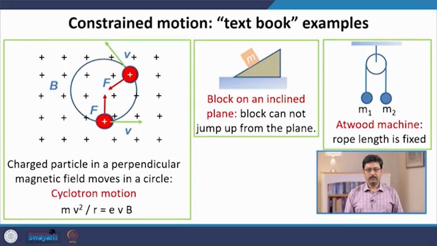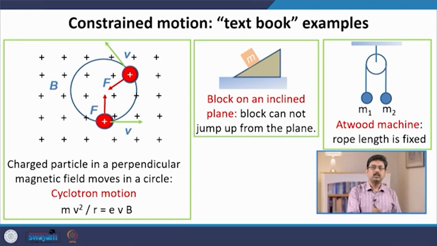Now, I just wanted to remind you that constrained motion is nothing very unusual. We took an example from real life, but these are also familiar to you. For example, in textbooks you often have situations where a particle is moving in a circle, as in this picture where a charged particle enters a region with a perpendicular magnetic field. From your electricity and magnetism course, you know that the Lorentz force is always perpendicular to the direction of velocity, and hence the particle will start to move in a circle, which is known as cyclotron motion.